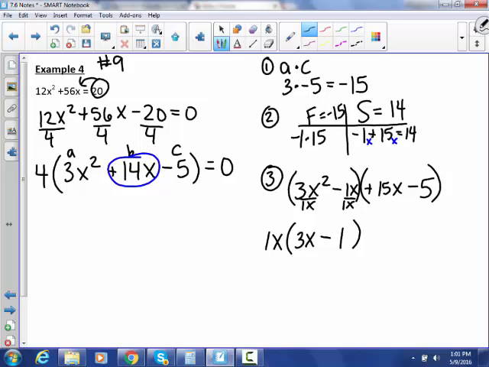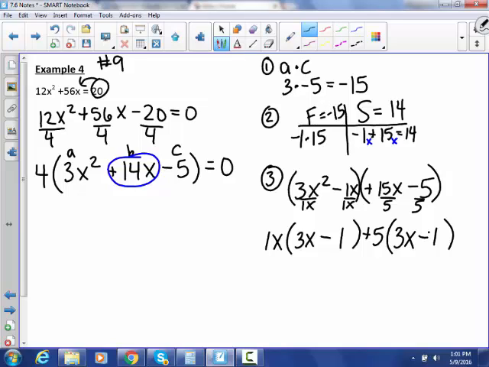Okay, what would go into 15x and 5? 5. It's negative 5 though. No, because the first one's positive, so we won't mess with it. As long as the first one's positive, we're okay. So it's a positive 5 that comes out. 15 divided by 5 is 3, and we still have an x left. 5 divided by 5 is 1.